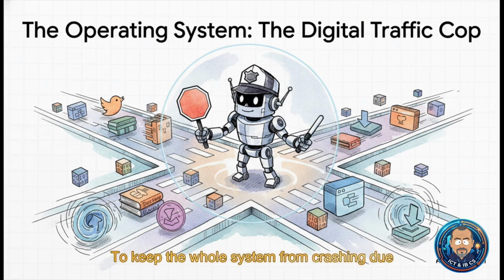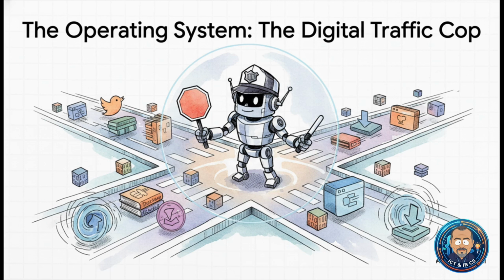To keep the whole system from crashing due to resource contention, the OS uses resource management and some incredibly specific scheduling algorithms to basically bring order to the chaos. It's playing traffic cop. It decides exactly who gets to use the CPU, exactly when, and for exactly how long. And it dynamically shifts its strategies on the fly to optimize performance. Let's actually look at the first strategy it relies on.